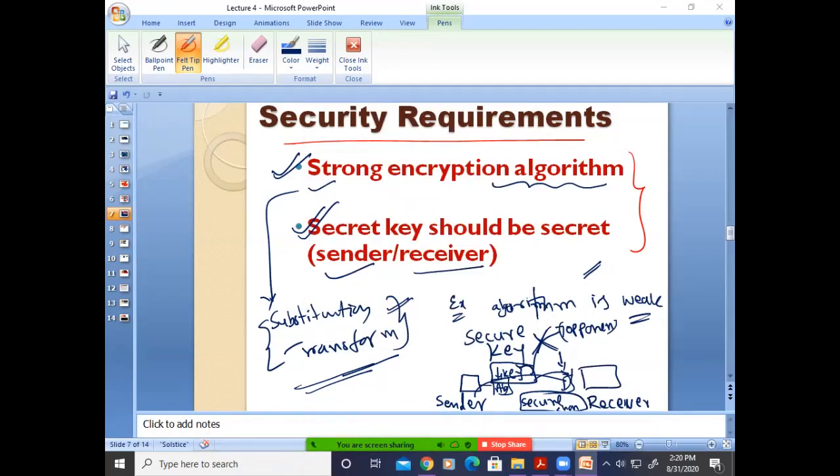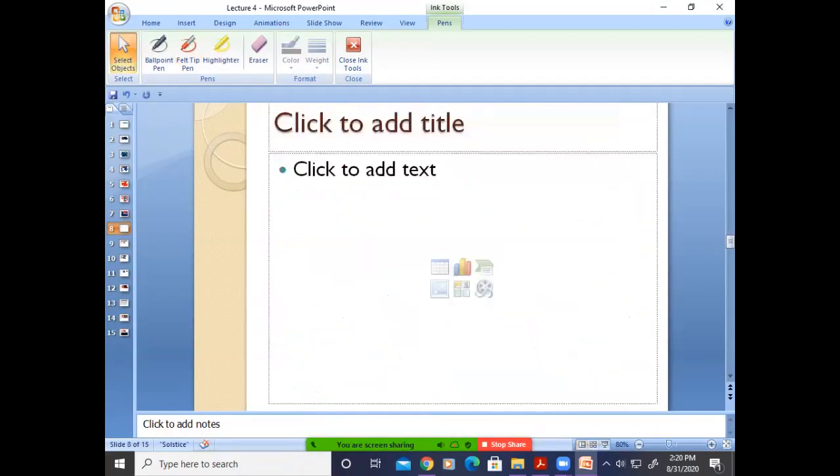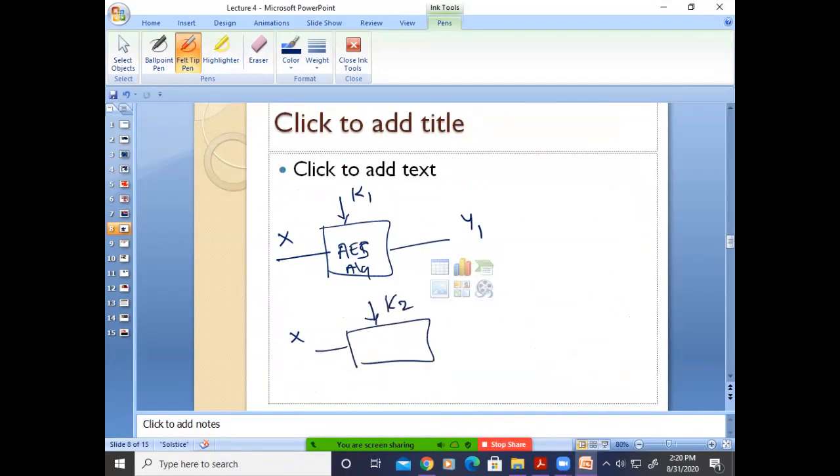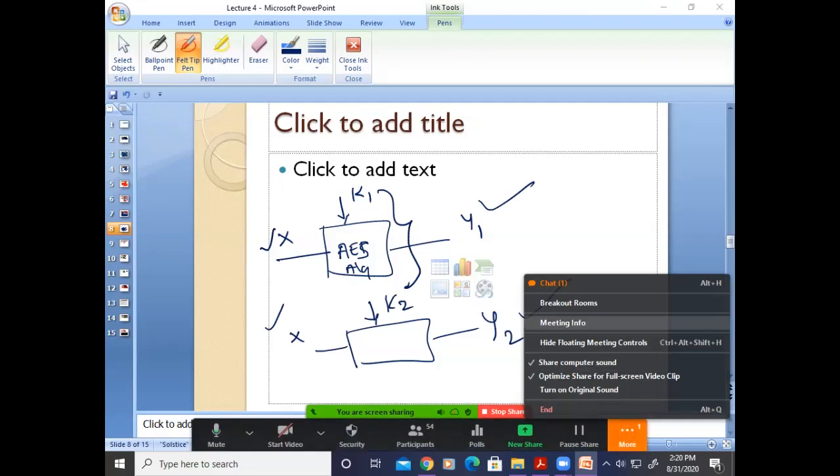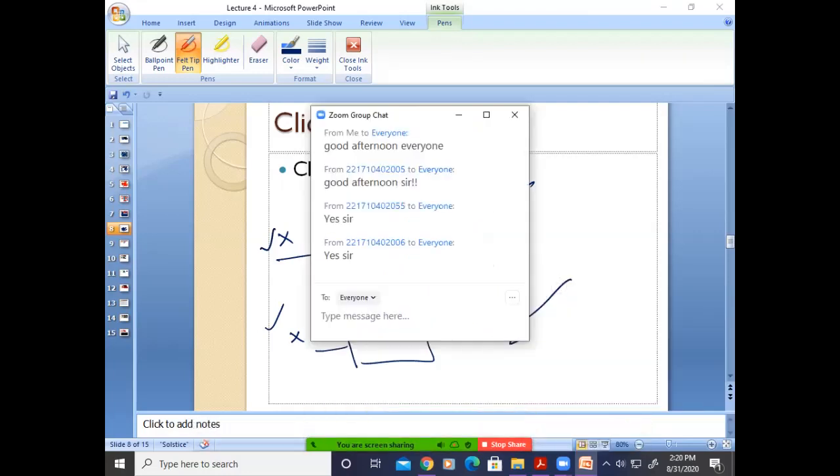And remember, one more point we should remember here is, suppose this is K1 and this is X. Using the Advanced Encryption Standard algorithm, if I am generating Y1, for the same input and a different key, I can generate another ciphertext. That is also important. For the same message, two different keys will generate two different ciphertexts, right? Clear? That is also one important point. So different keys will generate different ciphertexts for the same plaintext.